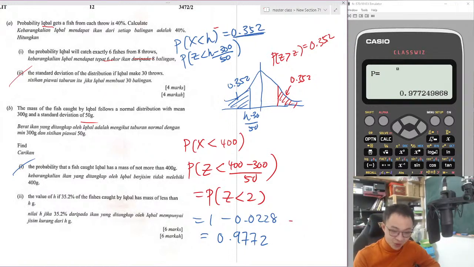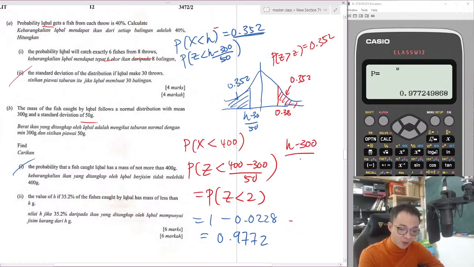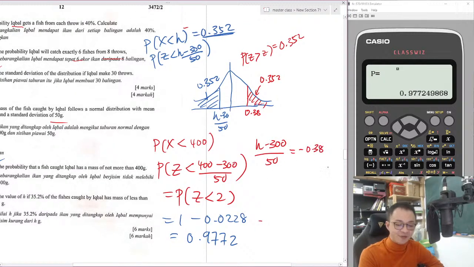So 0.352 is nearest to 0.38, isn't it? Yeah, it's 0.38. So 0.38 is the Z value. But the original one is at negative, isn't it? So it should be negative 0.38. So I say H minus 300 over 50 equals negative 0.38. Then from here, I solve this and I can get the H value.